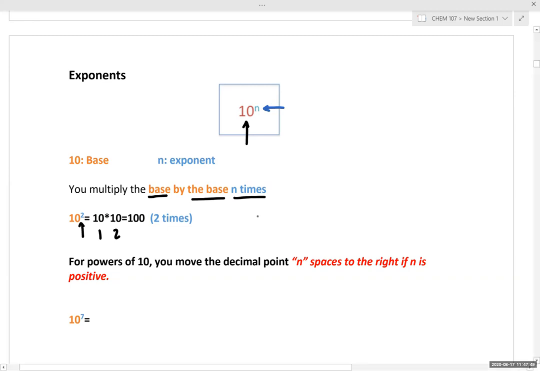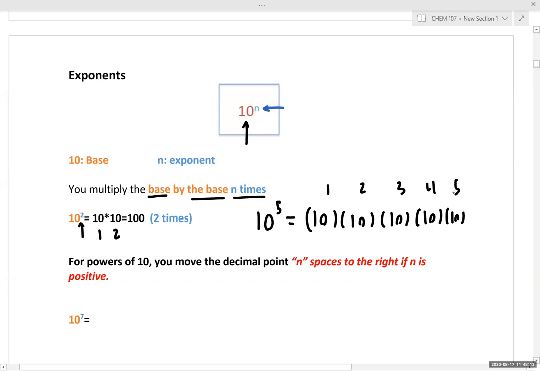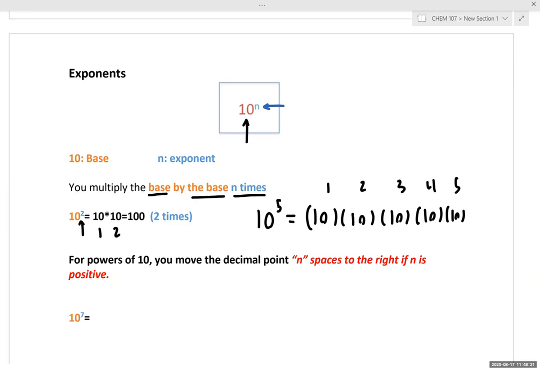Let's do another example. What would 10 to the 5th look like? How many 10s do I need to multiply together if I have 10 to the 5th? 5. So I'd write this as 10 times 10 times 10 times 10 times 10. 1, 2, 3, 4, 5. Does that make sense to everyone? Perfect.